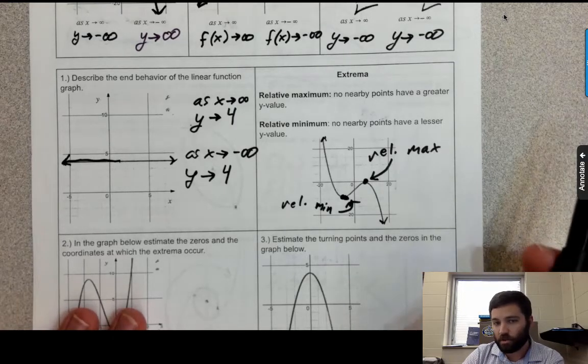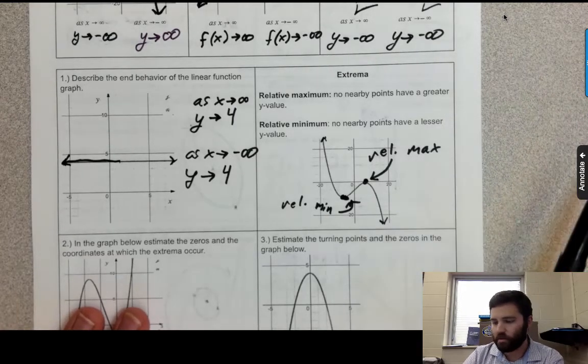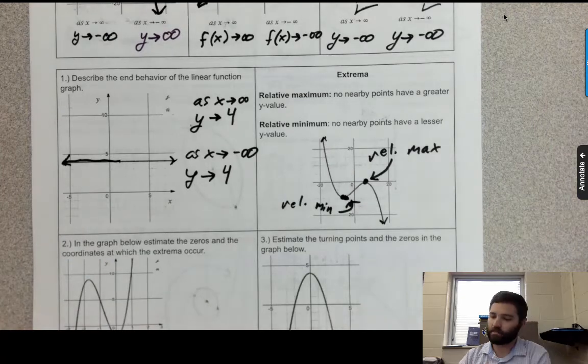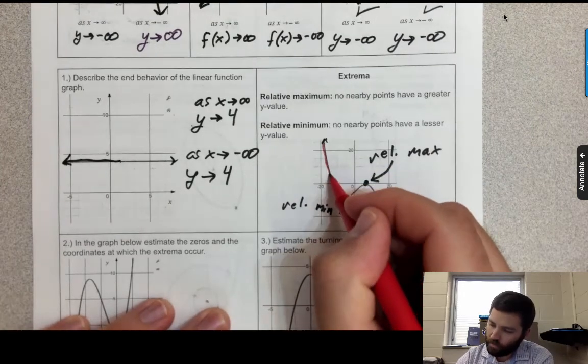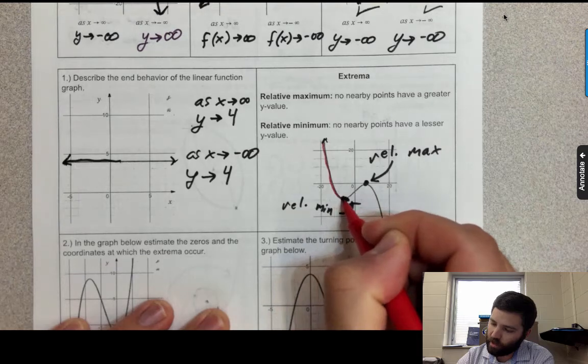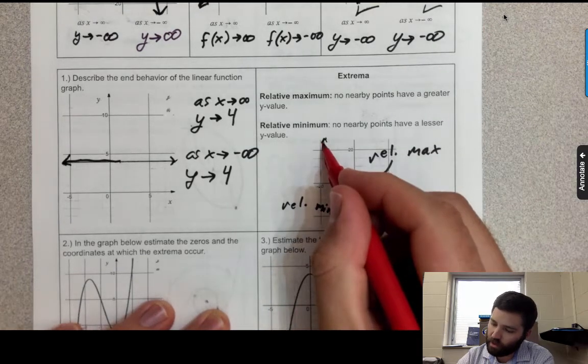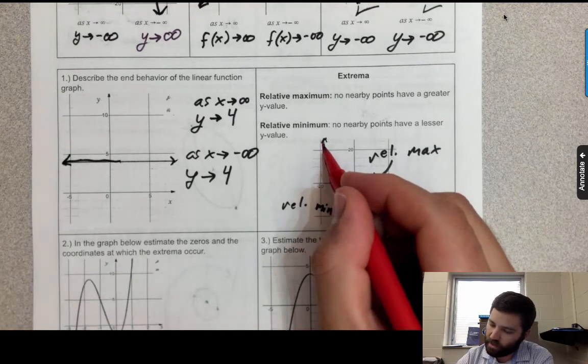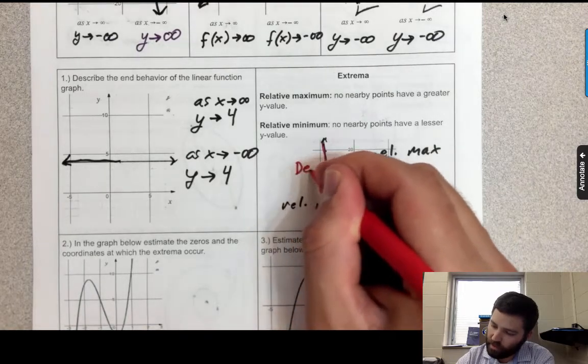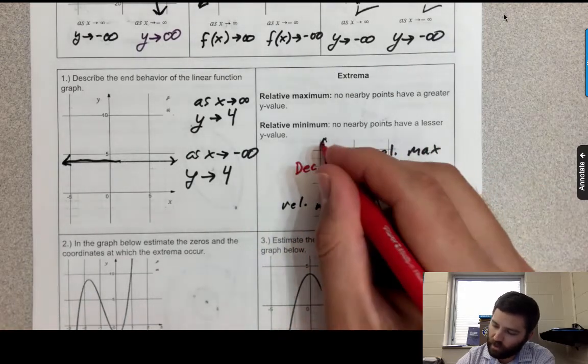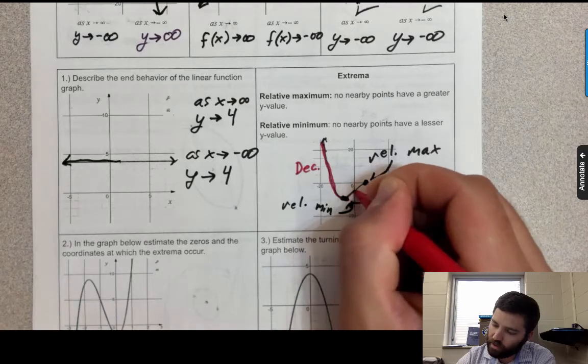Sometimes these are called turning points. Why are they called turning points? Well, if you trace the graph, maximums and minimums are where the graph turns from decreasing, so right here you could write that it's decreasing, and then it turns to increasing.